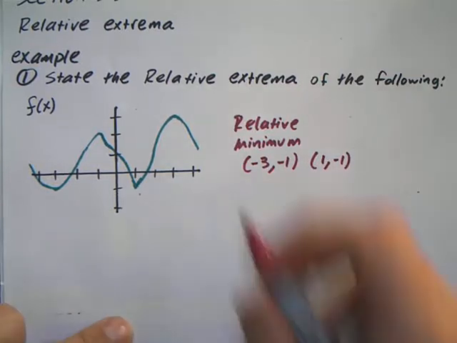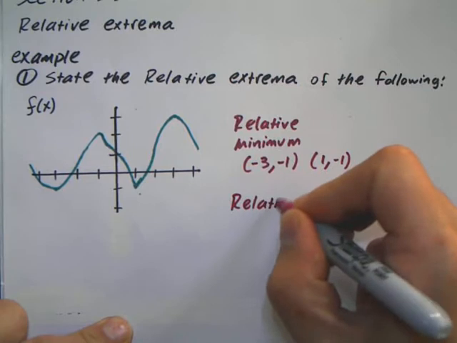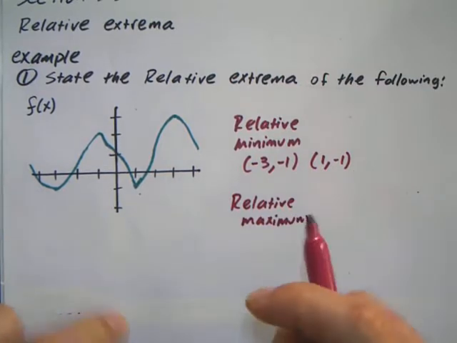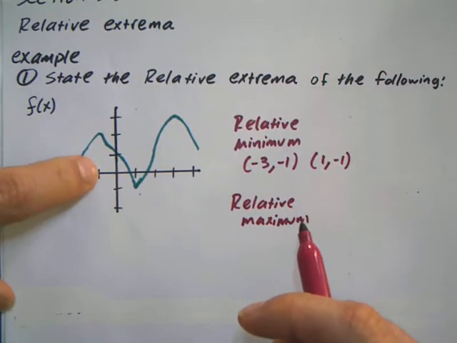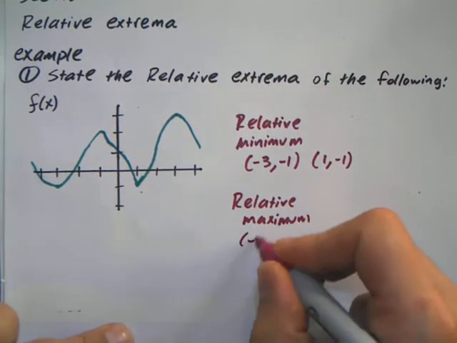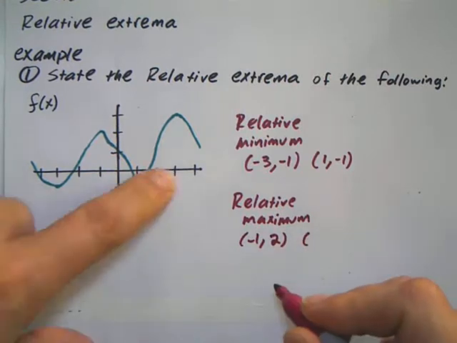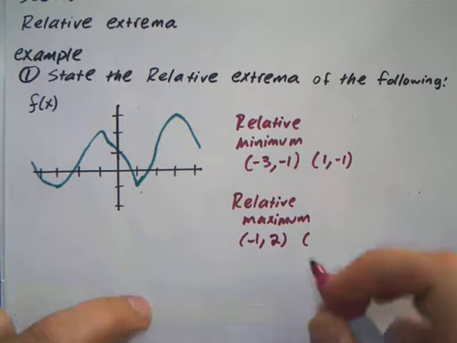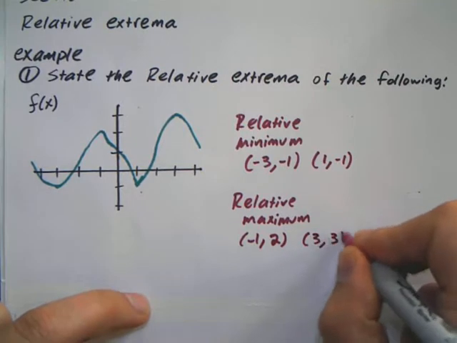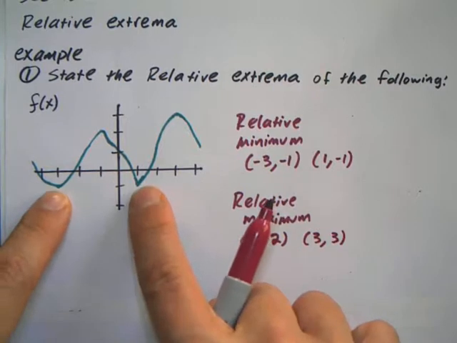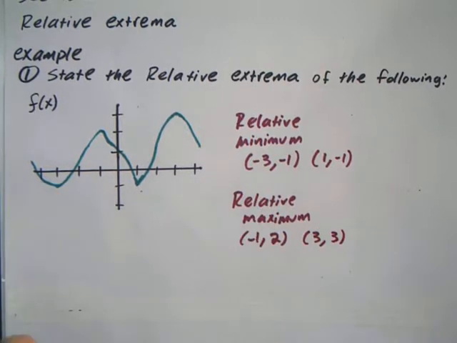And a maximum is going to be basically like the little hilltops. So there's a maximum at (-1, 2). And also there's a maximum at 3, and this goes across to 3, so (3, 3). So again, the maximum is just like the hilltops, and the minimum is just like the low points of the graph of a function.